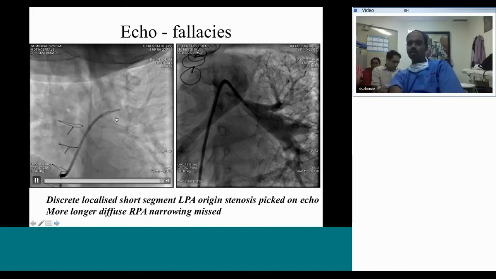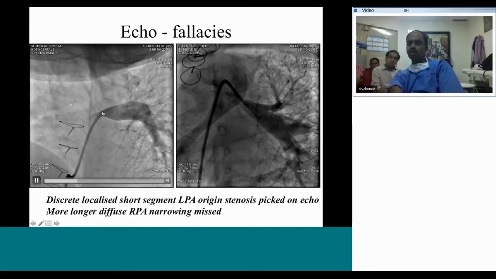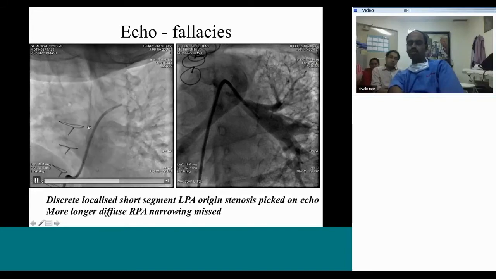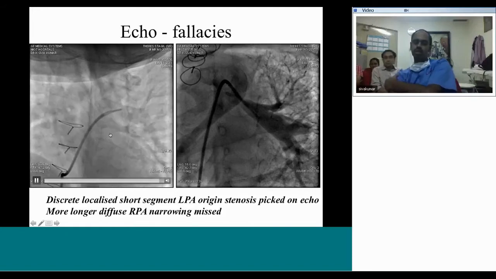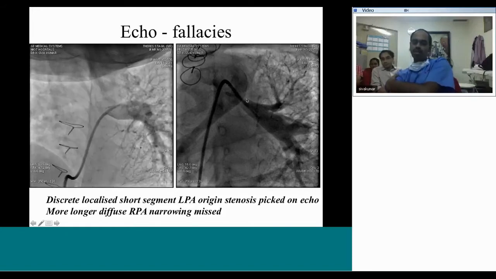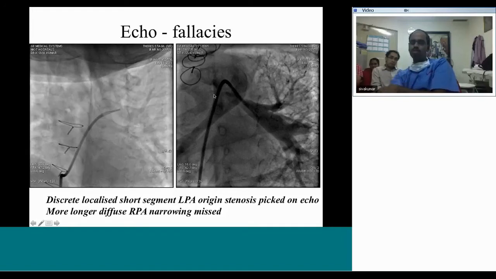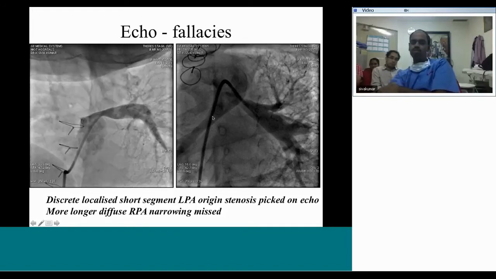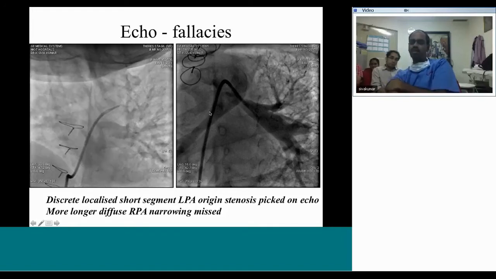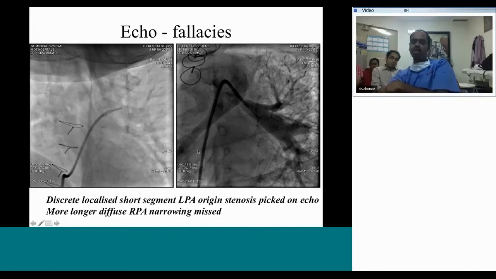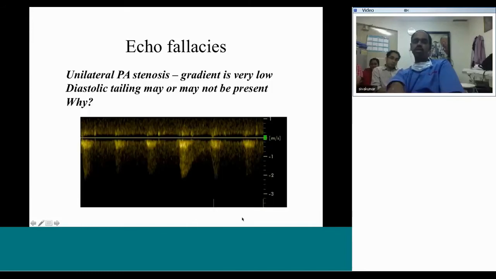With echo, we have to remember that there will be a lot of fallacies. This was a patient who was picked up to have a discrete LPA origin narrowing on the echocardiogram. However, there was no narrowing of the RPA noted. However, when we did an angiogram, we understood that the proximal portion of the RPA is very roomy, but the mediastinal portion of the RPA was significantly narrowed, and this was completely missed on the echocardiogram. So echocardiogram sometimes may completely miss it.